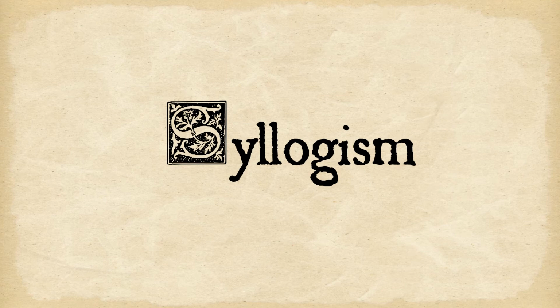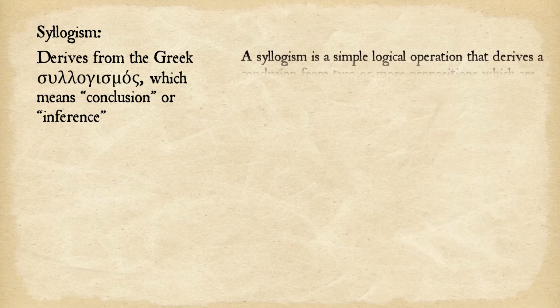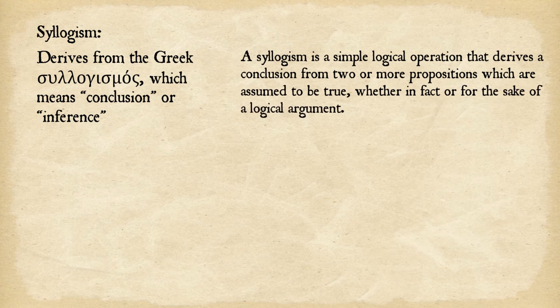Syllogism. What is a syllogism? Syllogism derives from the Greek syllogismos, which means conclusion or inference. And a syllogism is a simple logical operation that derives a conclusion from two or more propositions which are assumed to be true, whether they are in fact or for the sake of logical argument. So, in other words, the assumption of truth can be conditional.